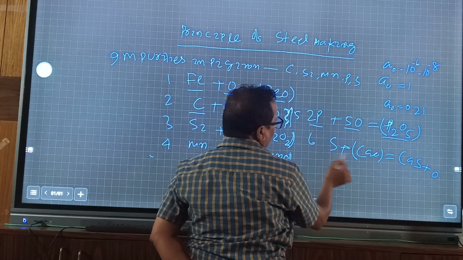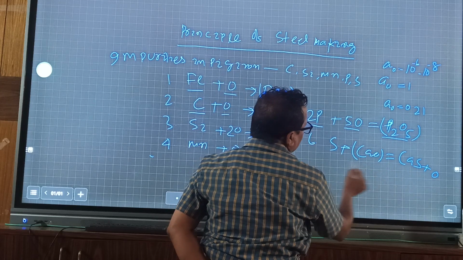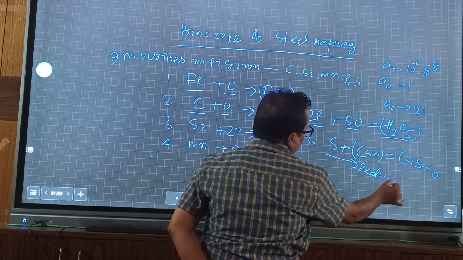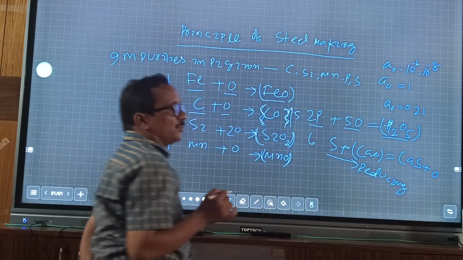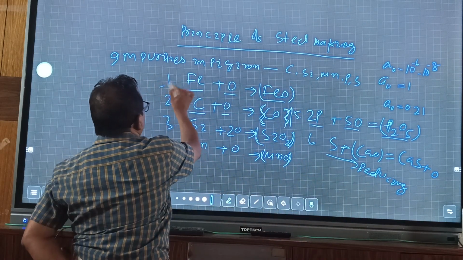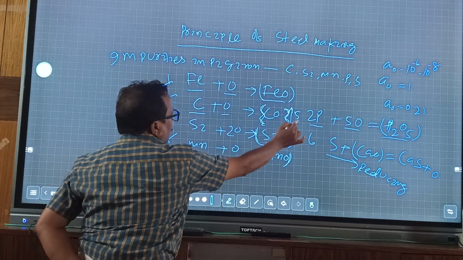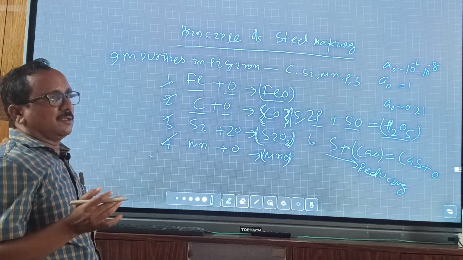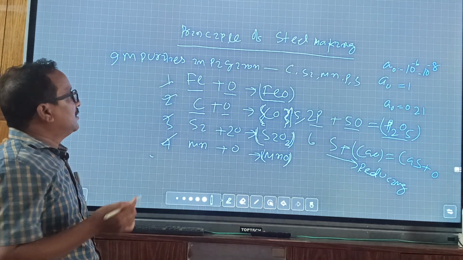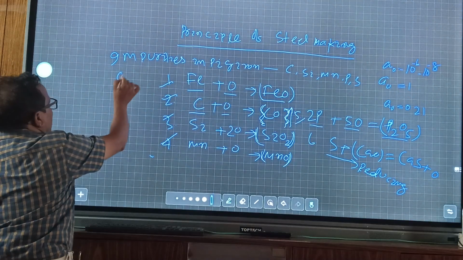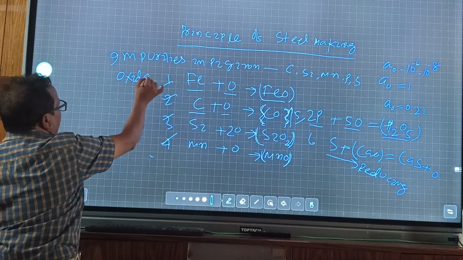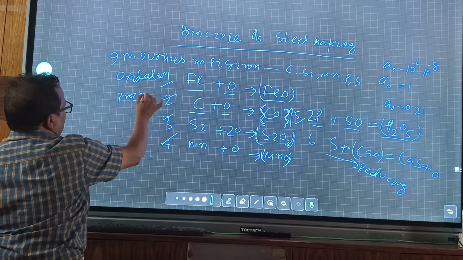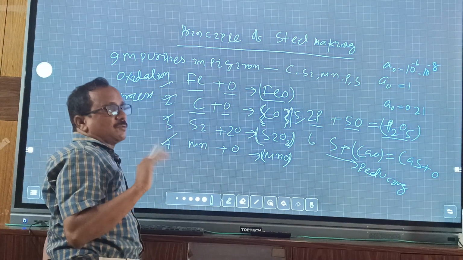Sulfur reacts with lime, that is CaO. This takes place in a reducing atmosphere. Generally, sulfur is removed in a reducing atmosphere. All these first four or five reactions take place in oxidizing atmospheres. So this is totally an oxidation process.